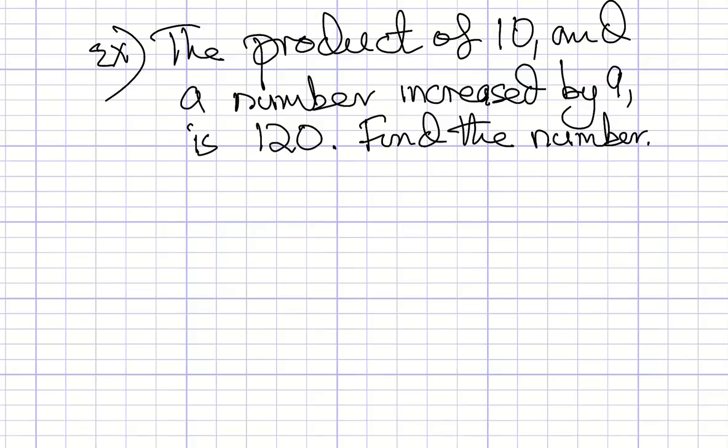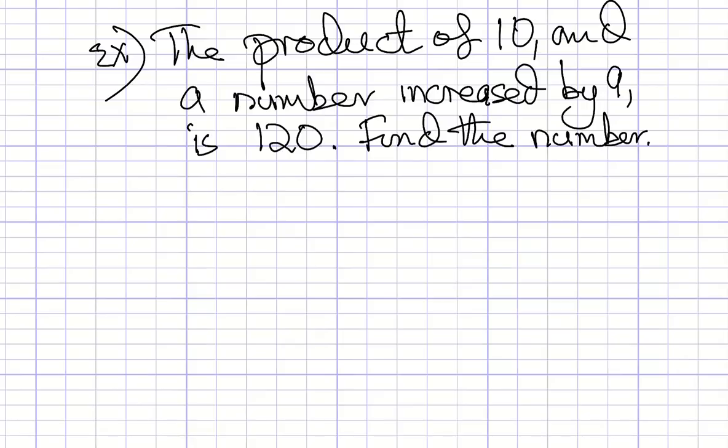You don't want to read it as a product of 10 and that number, then the whole thing is increased by 9. No, that's not what he's saying. He's saying you have 10, and then you have a number. That number is increased by 9. And then you multiply those two. You multiply 10 and that number increased by 9. You understand? That's what is going on here.